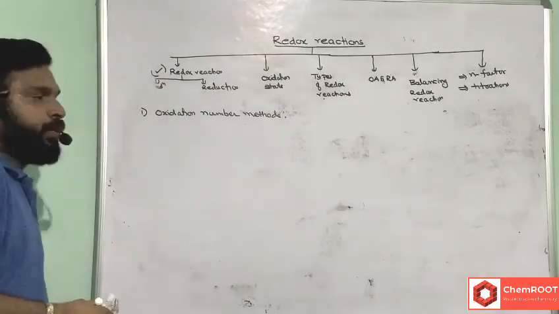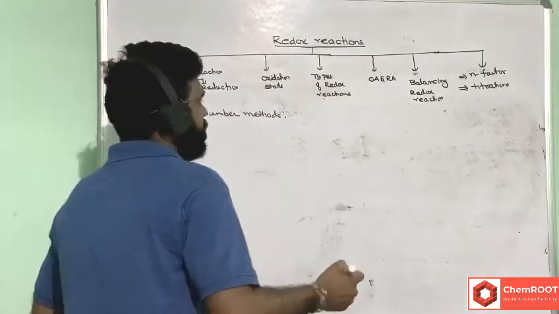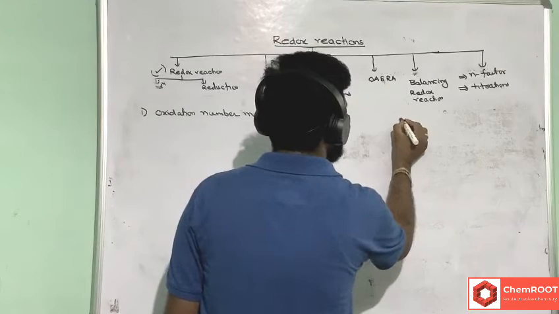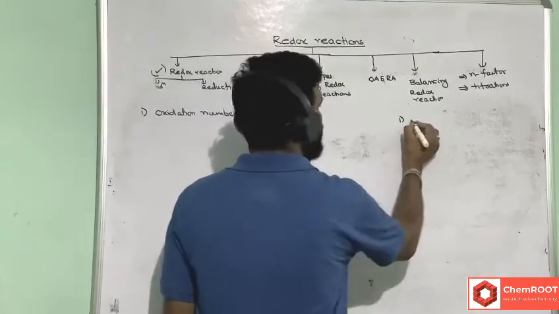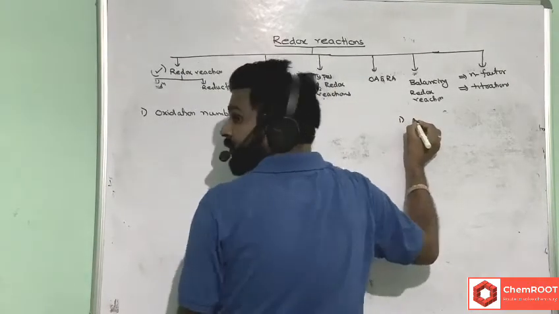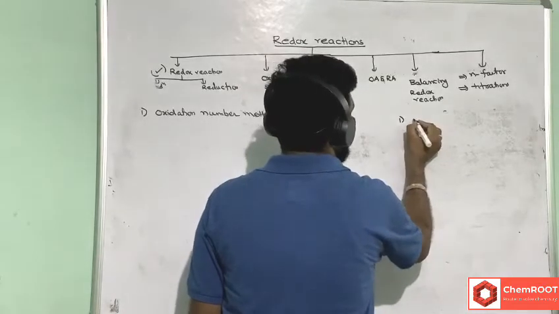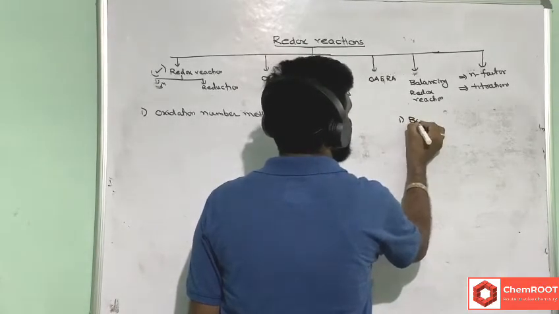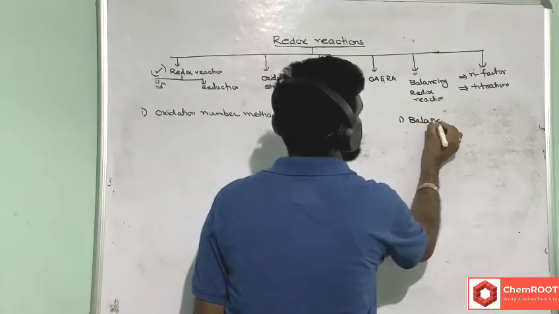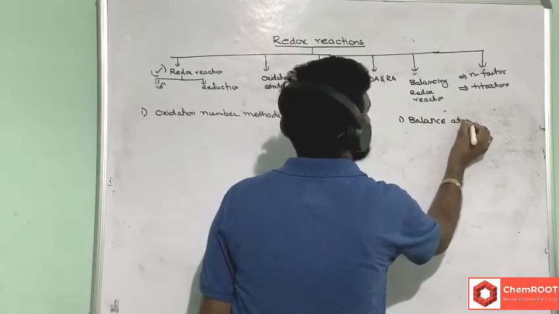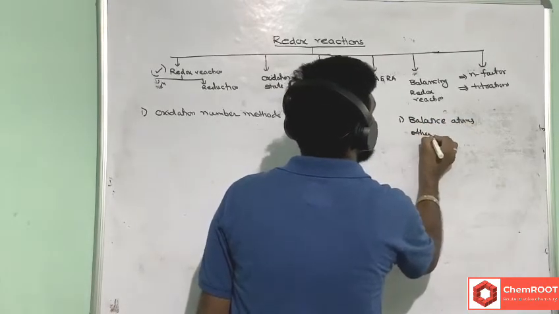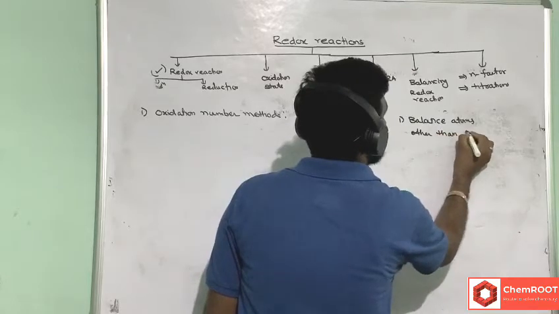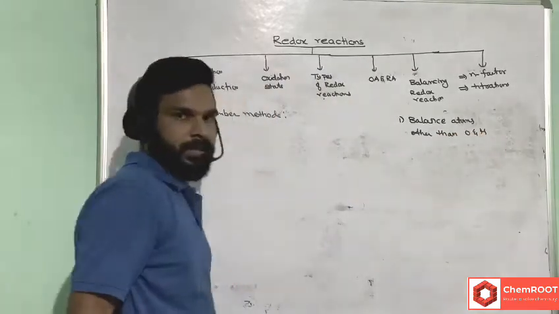Oxidation number method we can use. In this case, what happens? Five steps are involved. What are the five steps? First, we have to balance the atoms, other than oxygen and hydrogen. That is the first step.